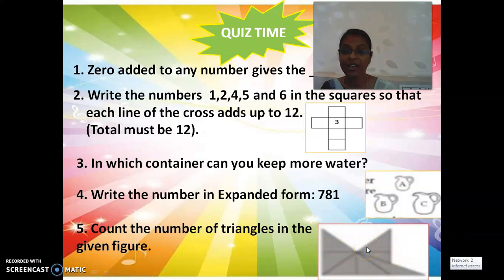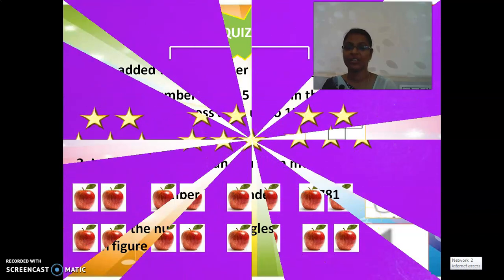So these are the 5 questions of today's session. You have to complete them in your math notebook. Please don't forget. In the next class, I'll give you the answers and we can discuss them. So before that, you have to complete them. Now moving to our session.